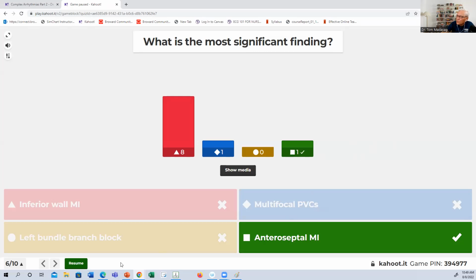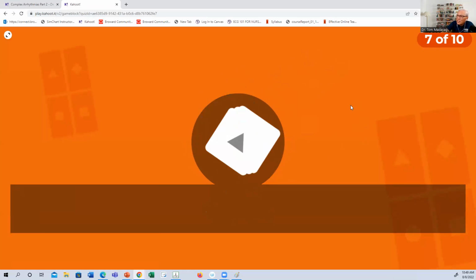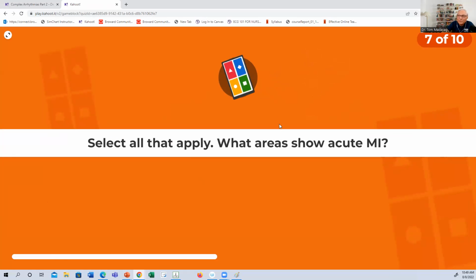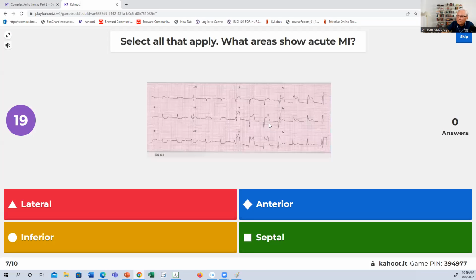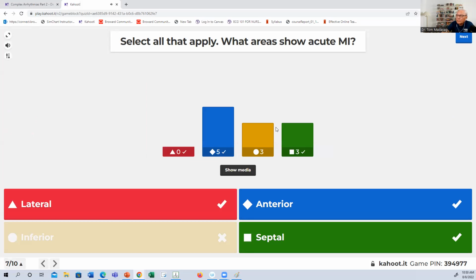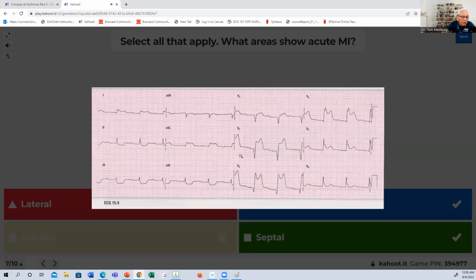Okay, so let's see who got that correctly. Okay, again, I didn't expect all of you to answer this correctly, but this is just as a review for those of you who had attended the 12-lead ECG in the past.